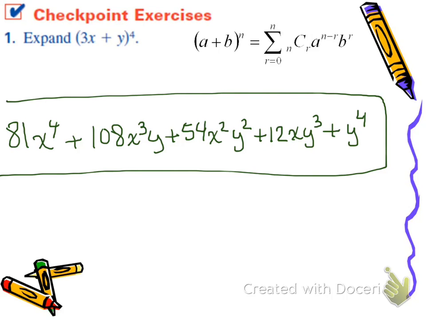Okay, if you did this one correctly, you should have 81x to the 4th plus 108x cubed y plus 54x squared y squared plus 12x y cubed plus y to the 4th. Alright, got one more for you.